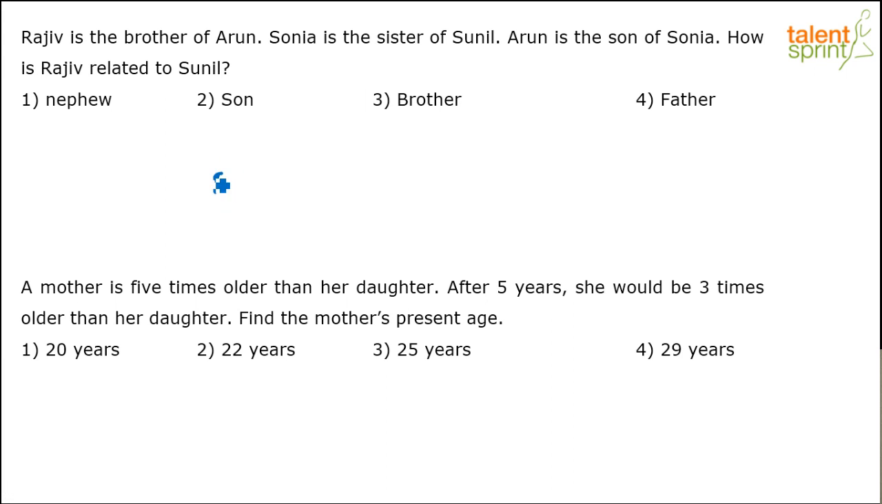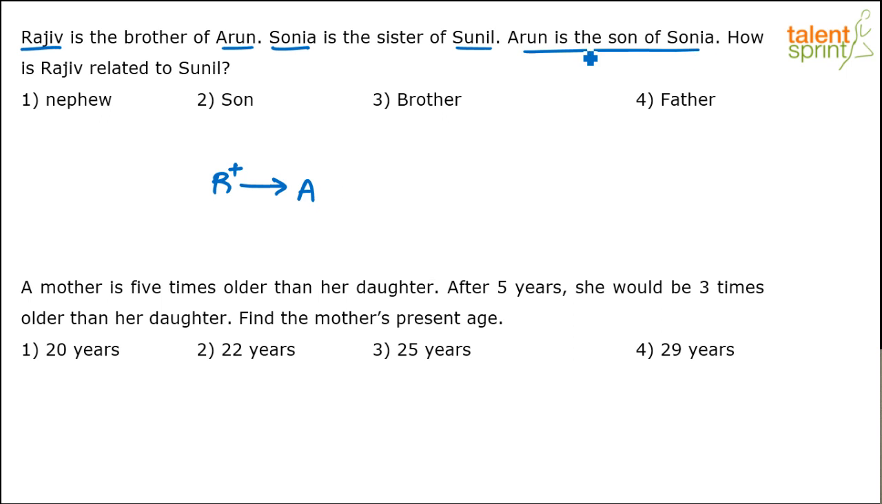Rajiv is the brother of Arun. So Rajiv is the male guy, brother of Arun, right? We are trying to draw the family tree as per the conventions that we follow. Sonia is the sister of Sunil. Now neither Sonia nor Sunil have been plotted so far in the family tree, right? We have only got Rajiv and Arun. So we cannot use this statement immediately. Move to the next one. Arun is the son of Sonia. So we have already got Arun here.